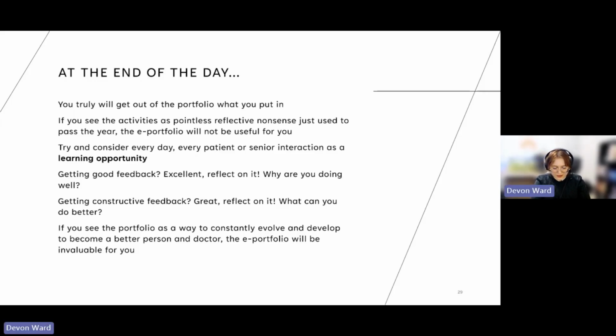If you're getting feedback that you're not doing so well, or you felt the interaction with the patient didn't go brilliantly, or you're getting constructive feedback, reflect on that too. That is just as valuable. What can you do better for next time? And if that's the way you approach your portfolio, and you see it as a way to constantly evolve and develop to become both a better doctor and a better person, the portfolio will be absolutely invaluable to you. Not just a way to pass the year.